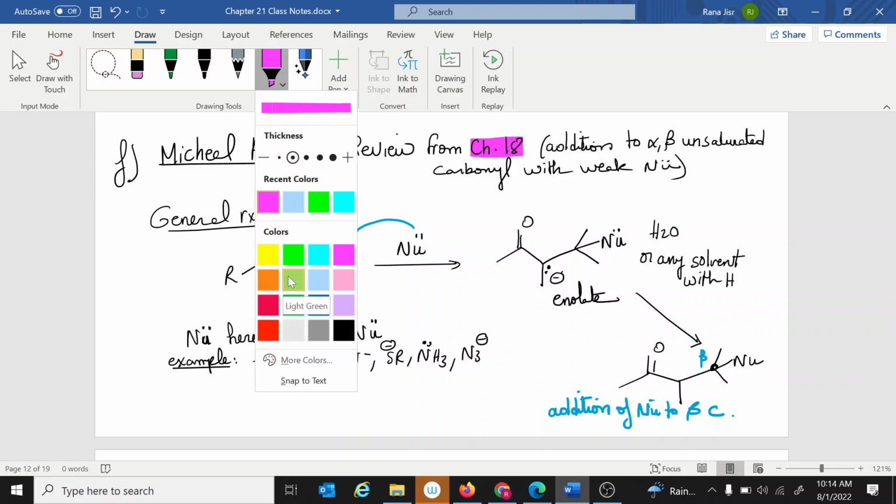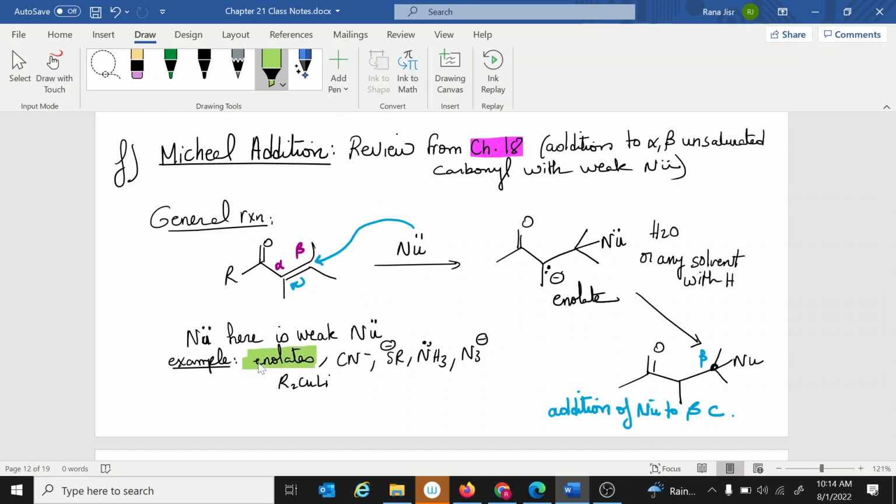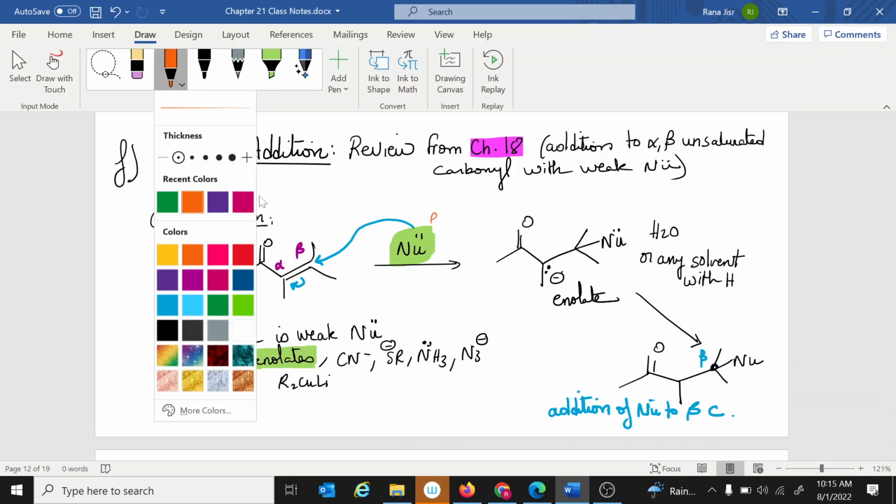So you should have an enolate, and the enolate reacts with the alpha beta unsaturated carbonyl. So 2 things in Michael addition. You need to have an enolate. The enolate acts as a nucleophile. So when I say a nucleophile here, to make it Michael addition, I mean that the nucleophile should be an enolate.